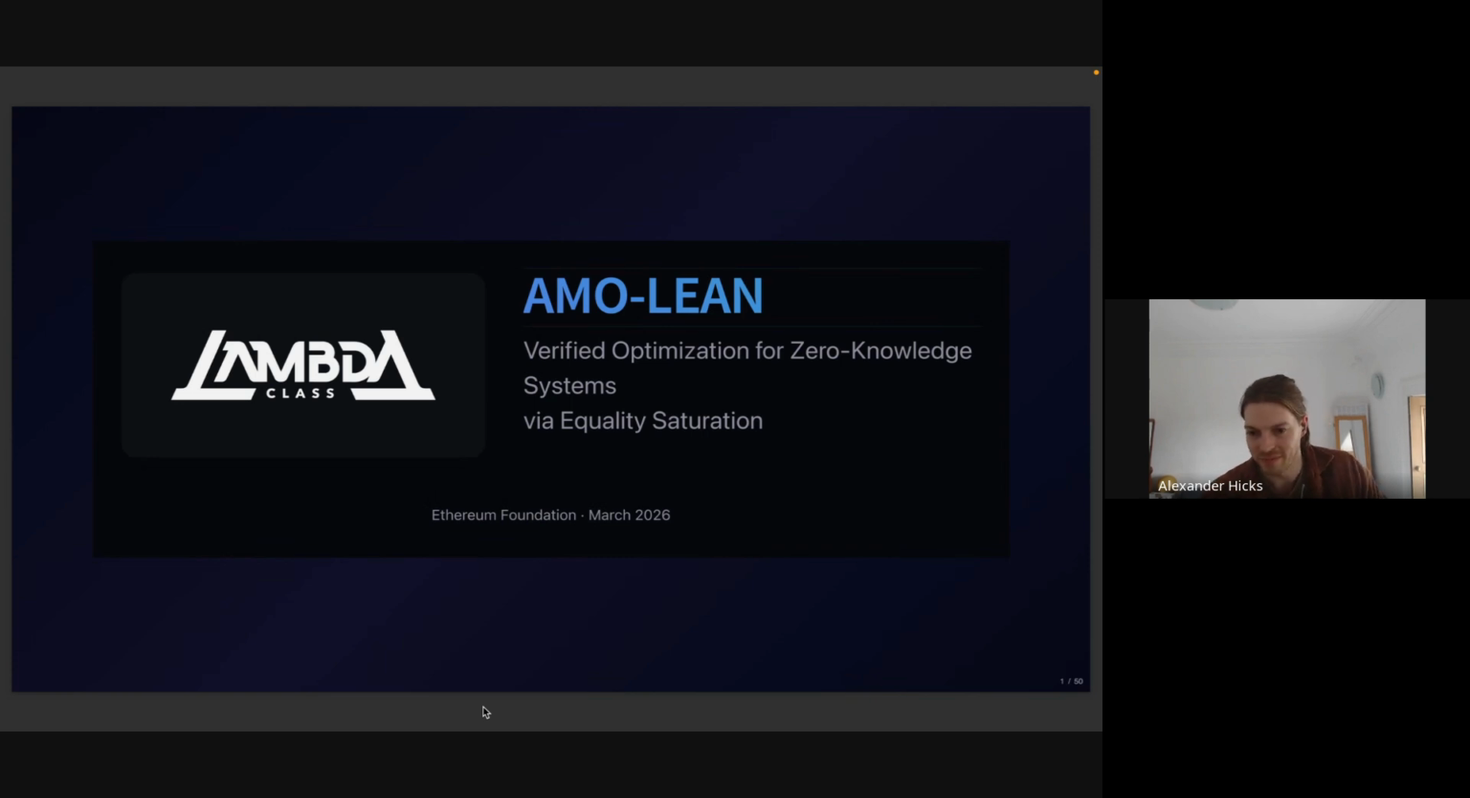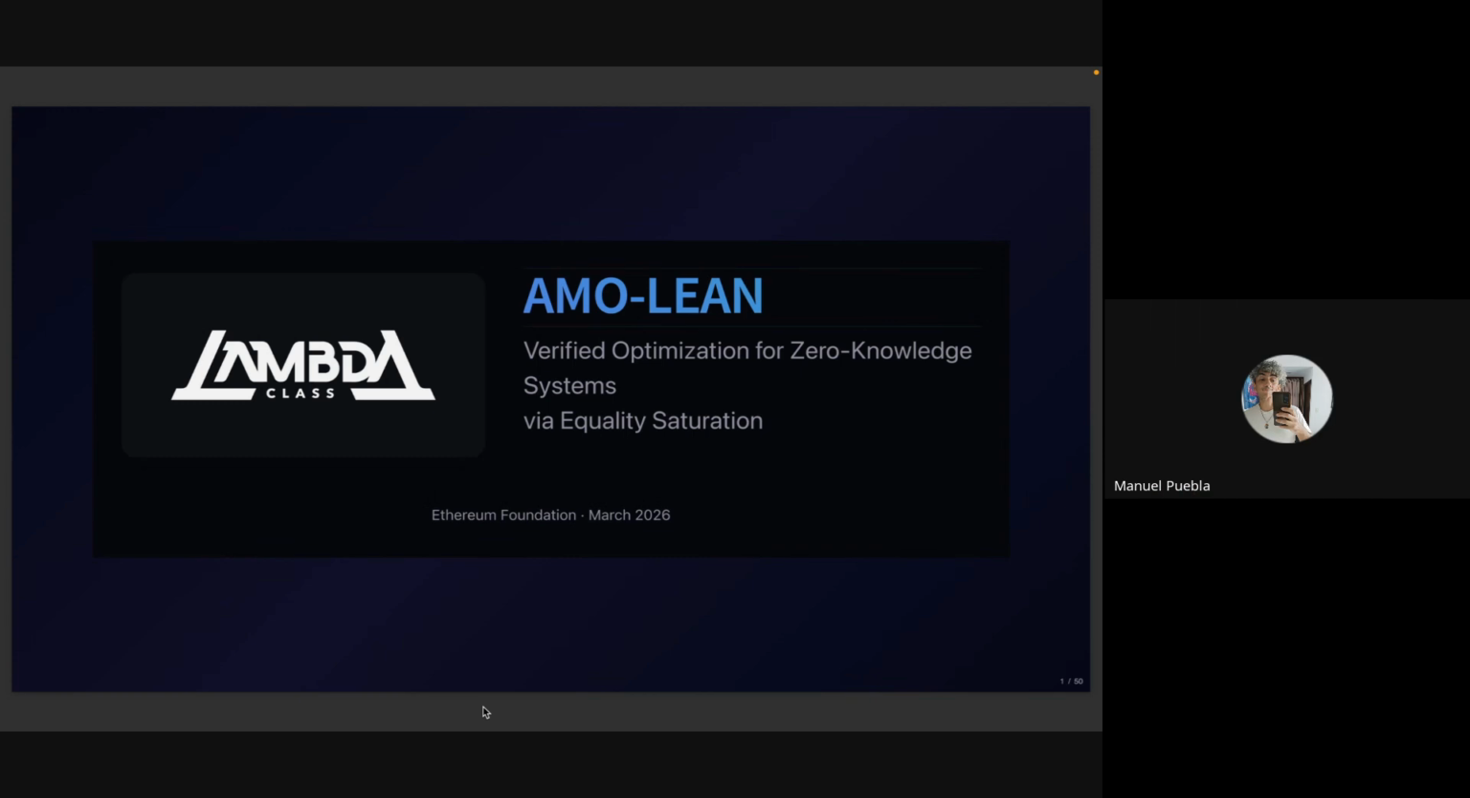Cheers. Hi, everybody. Thank you for having us. My name is Manuel. I work at LambdaClass, and we've been doing some very enriching research with Lean, and we're very happy to introduce you to some of the ideas that we have been thinking about. At this time, we're going to talk about AMO-Lean, which is a framework for optimization within Lean.